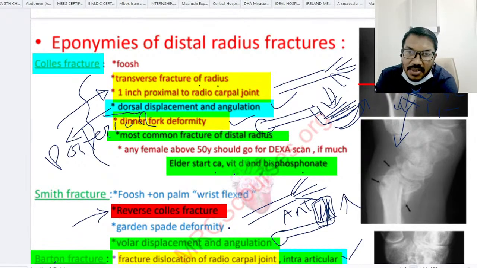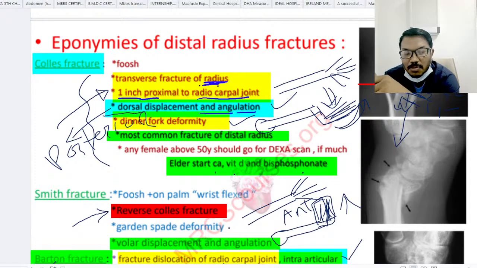Colles fracture, mainly fracture of the distal radius. Which distal? Within 1 inch of the radiocarpal joint. And dorsal displacement and angulation. There will be dorsal displacement and angulation, like the picture you can see. Dorsal displacement and angulation, and dinner fork deformity.